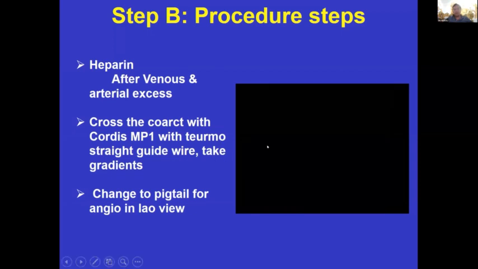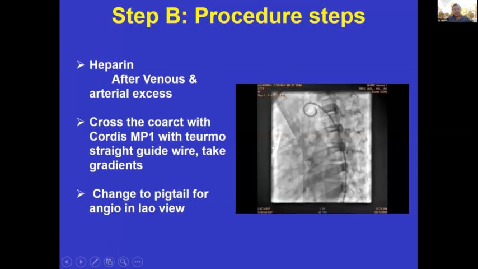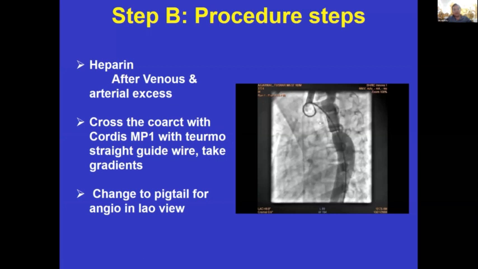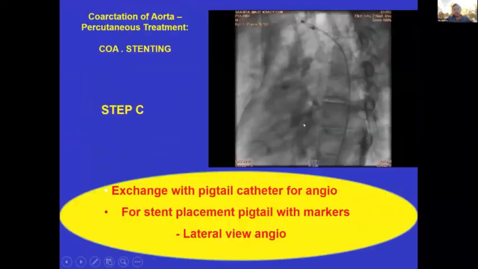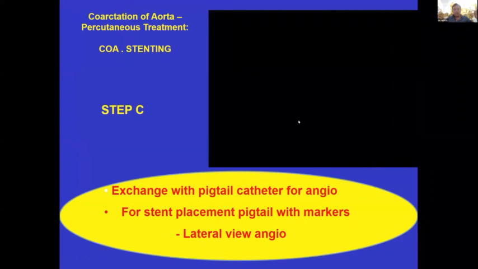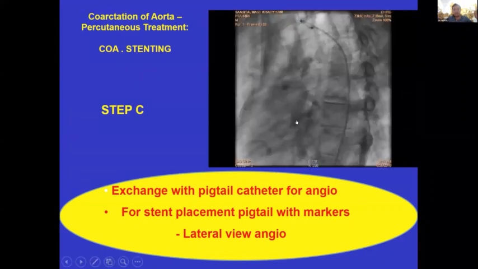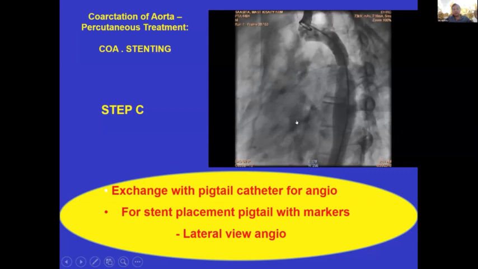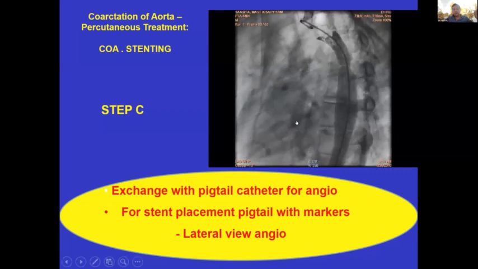Next are, of course, the usual steps. We heparinize the patient, use venous access for a pacing lead and an arterial access, cross the coarctation with the MPA1 catheter with the thermo and a straight wire, take the gradients, and use a pigtail for an angiogram. But always try to use two complementary views, an anterior-oblique and a lateral. Use the appropriate side pigtail. Nowadays, we mostly use marker pigtails because they help in planning the length of the stent.